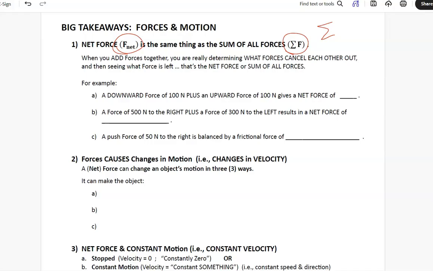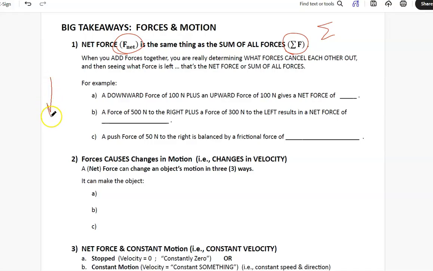So let's take a look at some examples here. These examples tend to be either horizontal or vertical directions. Example A says a downward force of 100 newtons plus an upward force of 100 newtons gives a net force of what? Well, let's just draw it. It'll be easier to see. Once you see, you'll know the answer here.